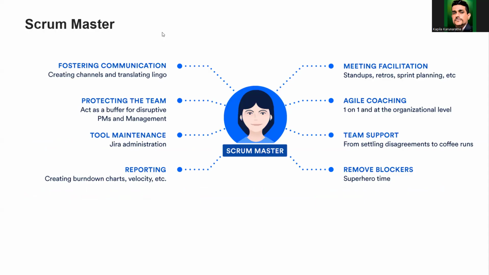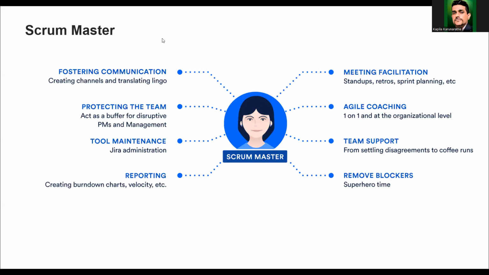Okay, so what is the role of the Scrum Master? I think we have some idea about the product owner, so now let's look at who the Scrum Master is. The Scrum Master is the person who's driving the team. The product owner provides the vision, and based on that vision, the Scrum Master has to drive.